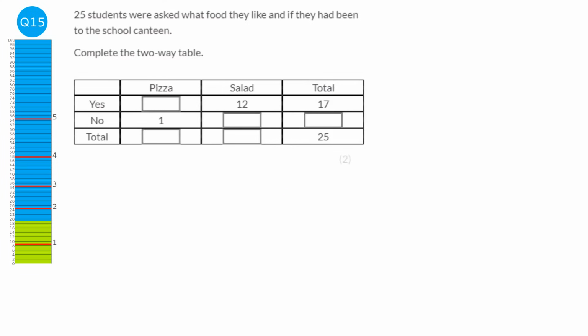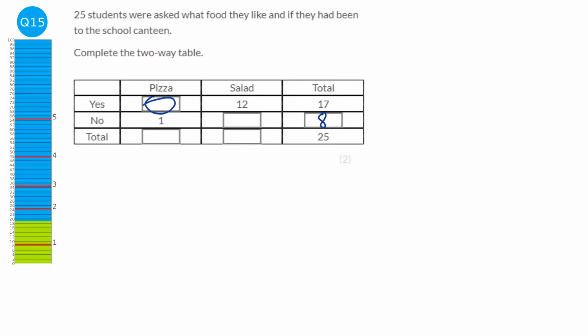So we've just got to go around this two-way table, filling in what we can. So if we look here, the total amount completely is 25, so it's 25 students, and the total who said yes is 17. So if we take the 17 away from the 25, that leaves us 8. So 8 must have said no.